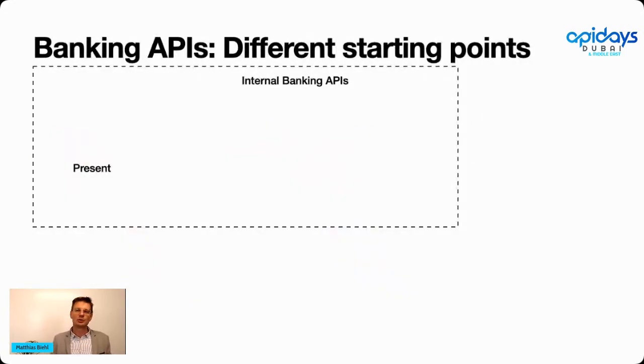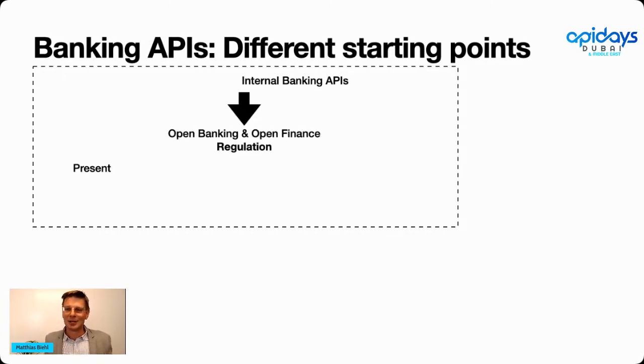So we can also see that there are different starting points for different countries and for different banks in those countries. A typical starting point is an internal banking API, right? This internal banking API might cover a lot of things that your mobile banking app requires, and you don't offer this on a portal to your partners. But then there are regulatory APIs, right? That's the first step at present, where we open up in terms of open banking or even open finance, those APIs that are mandatory for banks to open up where there's a regulation.